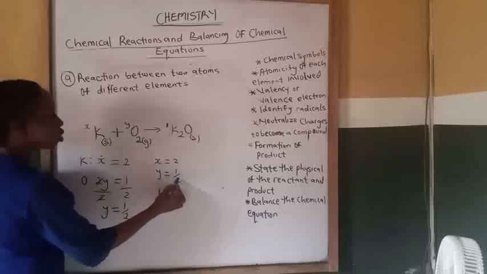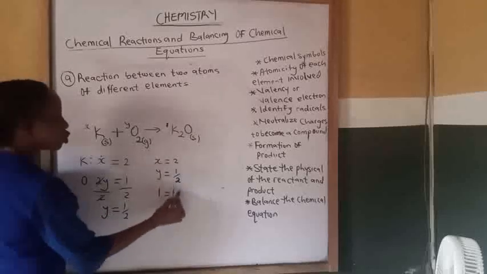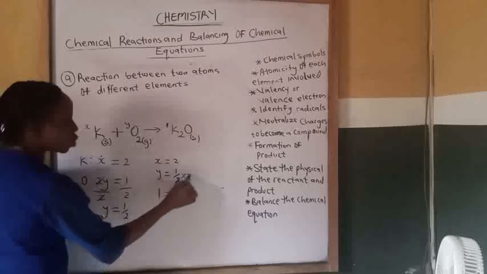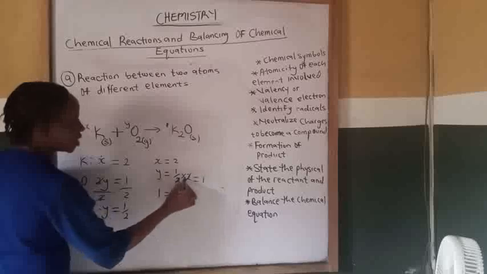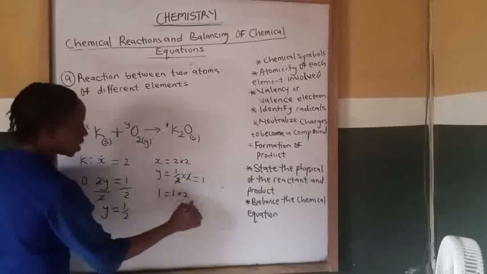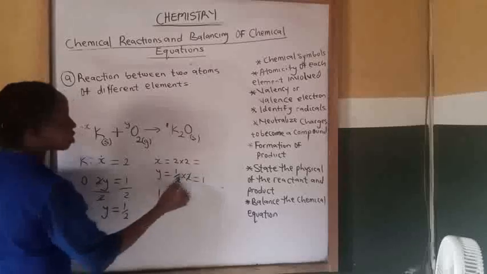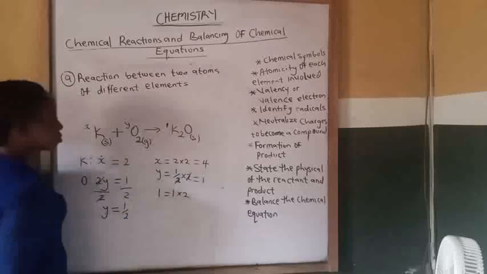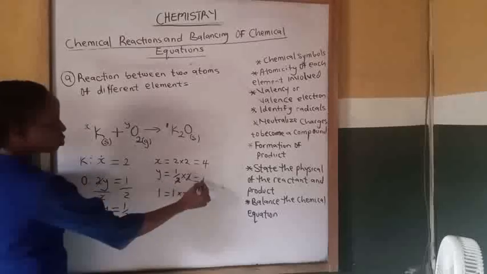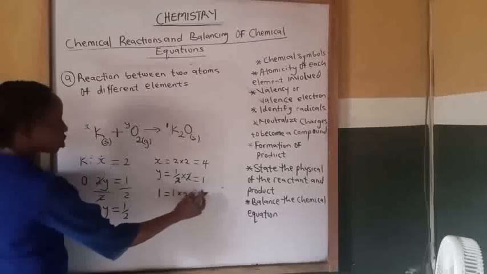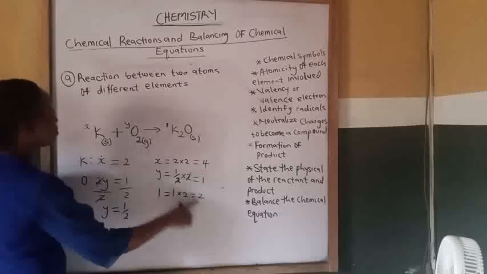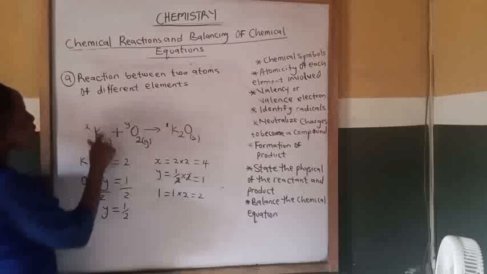Then we have to make this one a whole number. We turn it into a whole number by multiplying by what we have at the base. So this 2 we cancel 2. This one will give us 1. Then, since you have multiplied this one by 2, you multiply this one by 2, you multiply this by 2. So this one will now give us 4. So this one will give us 1. Then y will give us 2.